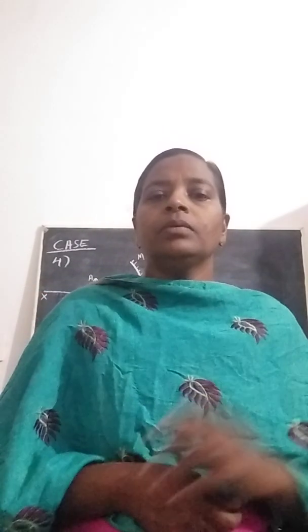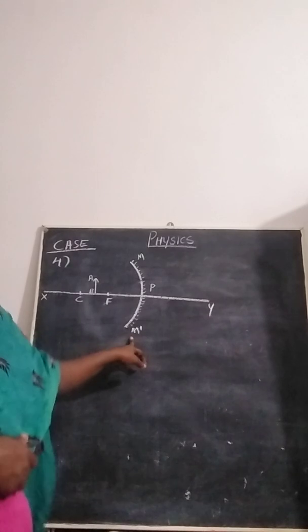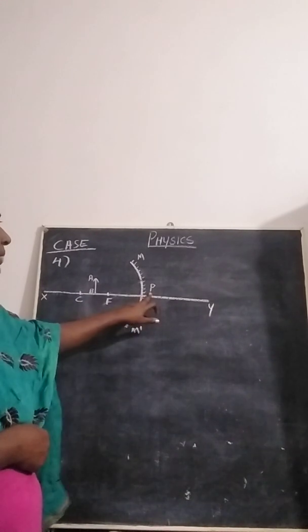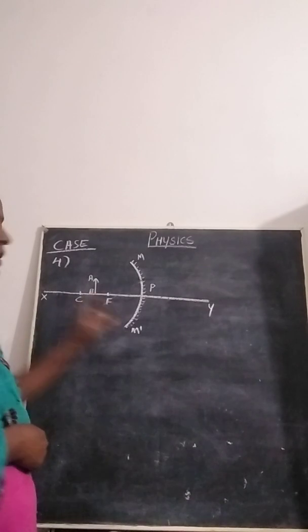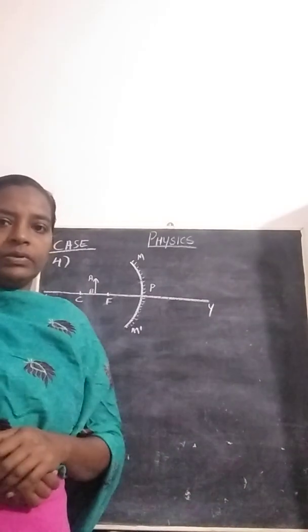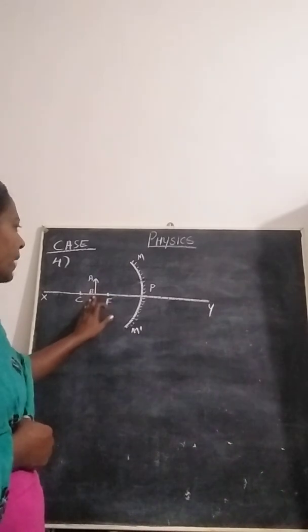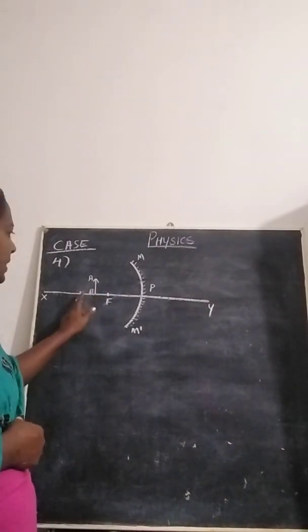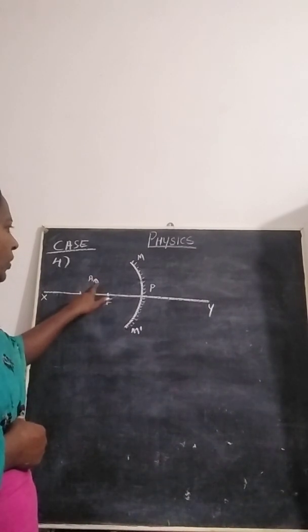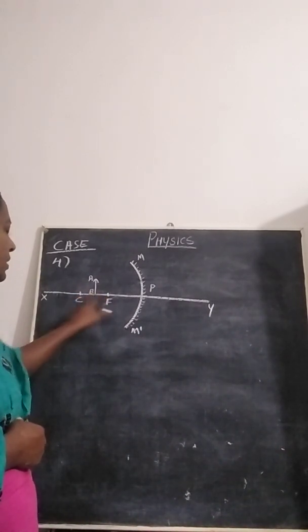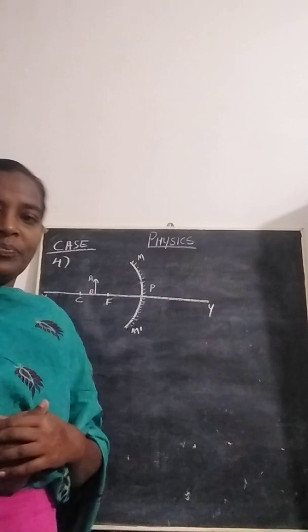So here in the diagram, a concave mirror is ready with an aperture MM dash, reflecting surface, and P is the pole, then focus F, C center of curvature, and XY is the principal axis of the particular concave mirror. And here AB is the object placed in between C and F. So here you can see the top of the object A and bottom of the object B that has been placed in between C and F of this mirror.